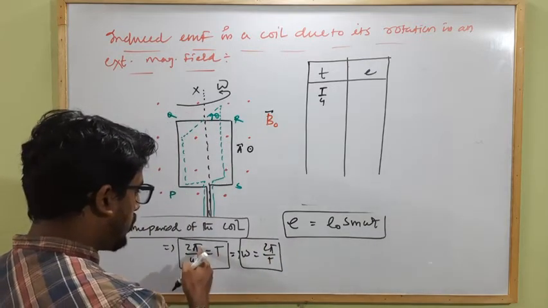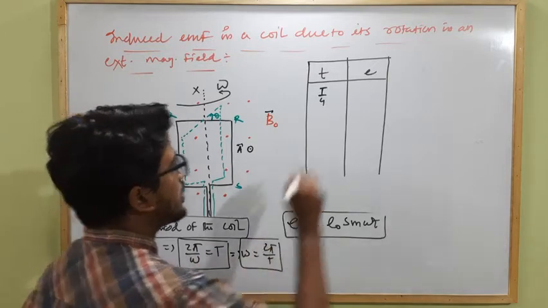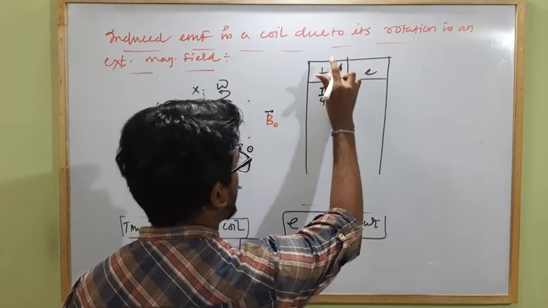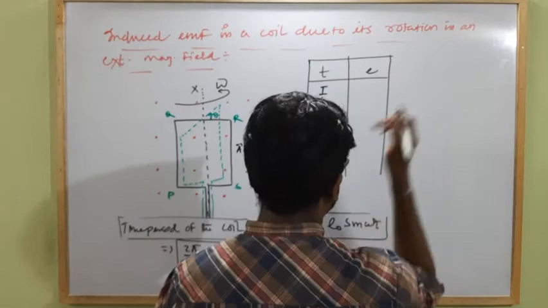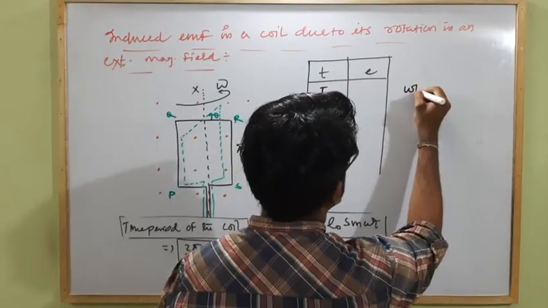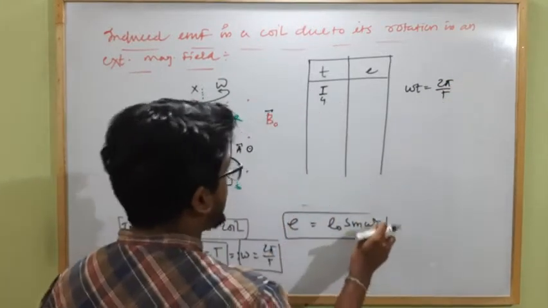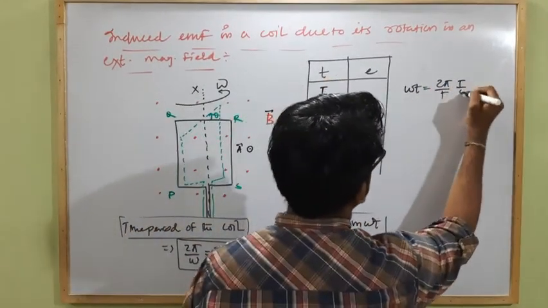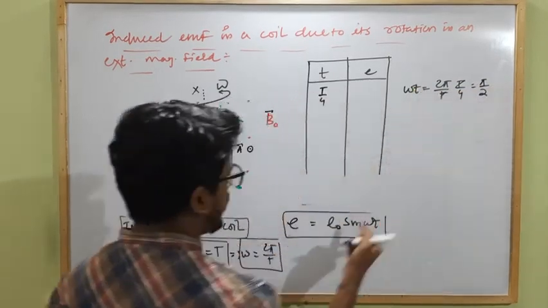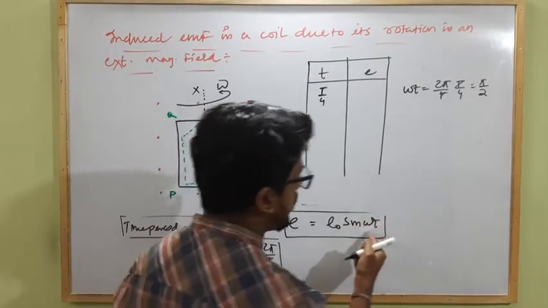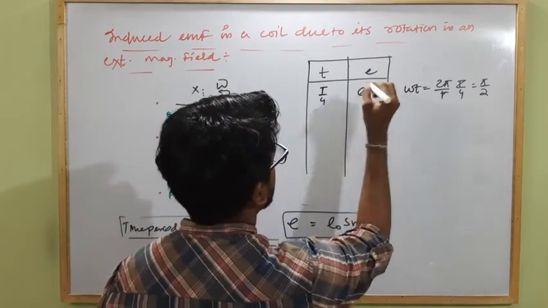Clear? If time period T equals 2π by ω, so T = 2π/ω, so ω = 2π/T. So at instantaneous time t equal to T/4, putting t = T/4, we get sine of ωt, where ω = 2π/T, into T/4. So it will be π/2. So E₀ sin π/2. What is the value of sin π/2? Sin 90 is 1. So E will be E₀, maximum.